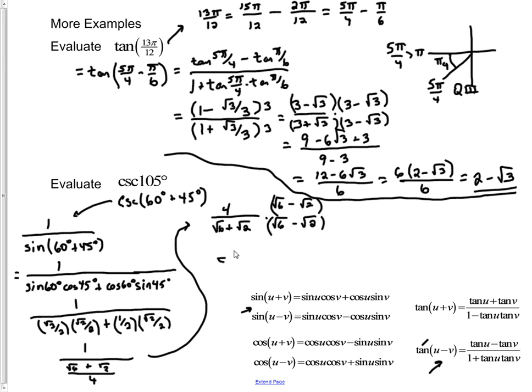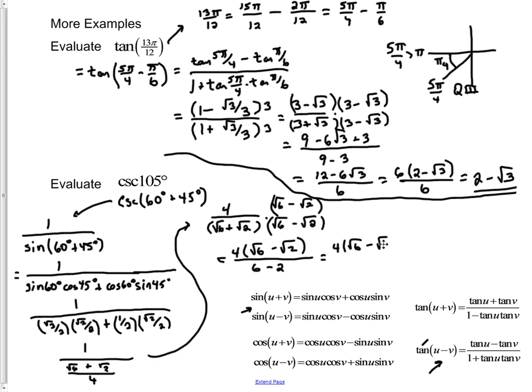Doing so gives us 4 times the quantity square root of 6 minus the square root of 2, divided by, we're multiplying conjugates, square root of 6 times square root of 6, that's 6. There's no middle term, minus square root of 2 times square root of 2, that's 2. One more reduction gives us 4 times the quantity square root of 6 minus the square root of 2.